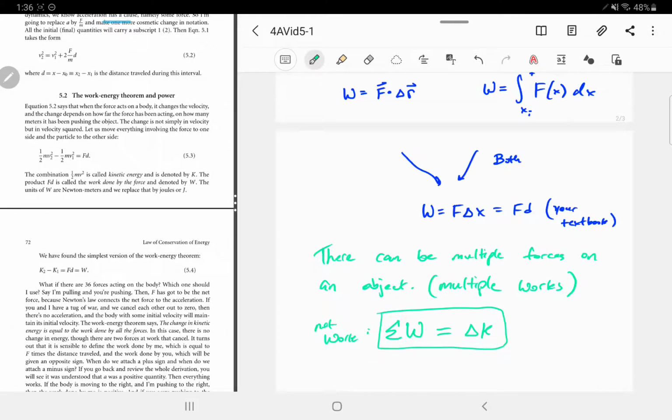So if F is positive and the displacement is positive, then there's positive work done. If F is negative and the displacement is negative, then that's also positive work. You're also speeding up the object. That means the object's moving in the negative direction, and you're also boosting it along in the negative direction.